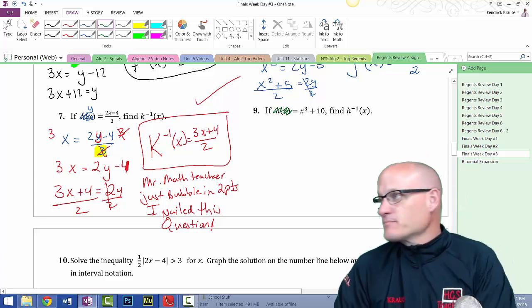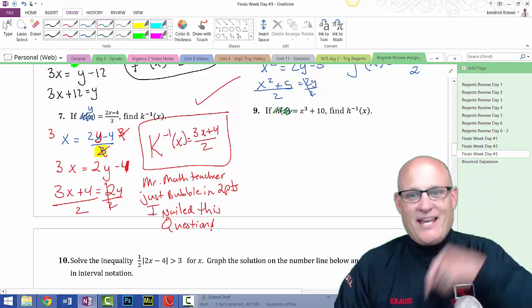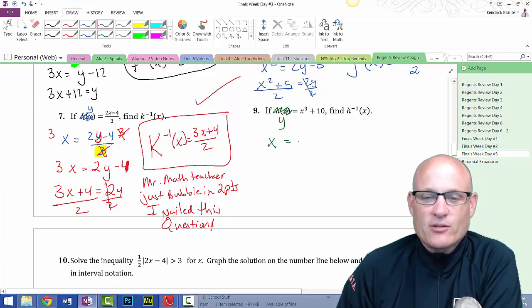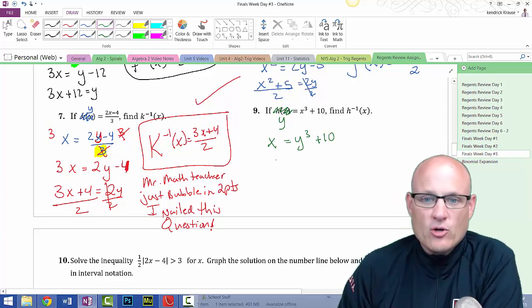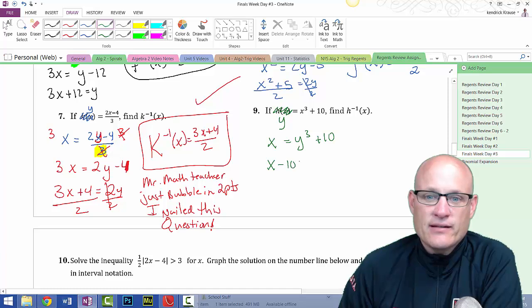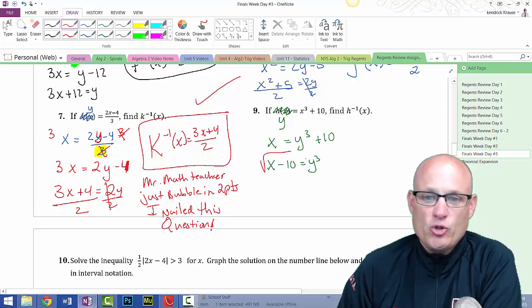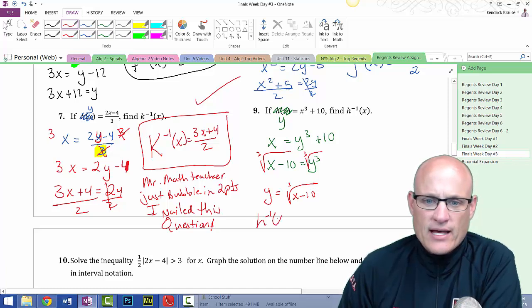h of x, by the way, it's equal to y. So we're going to switch the x and y. I'll try to even actually do that this time. x is equal to y cubed plus 10. Still got to get y by itself, so I will bring over the 10 and I get x minus 10 equals y cubed. Now, in order to get rid of a cube, you have to take a cube root. So I get y is equal to the cube root of x minus 10. I'm going to do another problem over here in just a second. So I want to write h inverse of x equals the cube root of x minus 10.